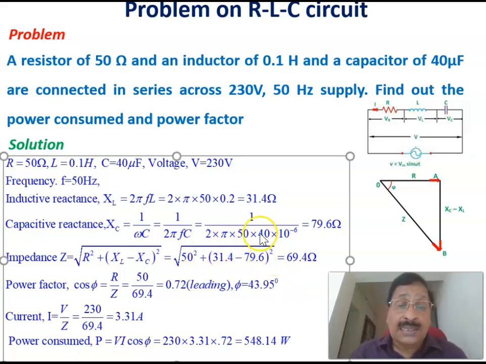In this problem, we can see that XC is more than XL. Therefore, here, previously I told it is a lagging power factor, but it's not lagging, it's a leading power factor. It is 0.72 leading, because you can see that the capacitive reactance is more than the inductive reactance. From the impedance triangle, it is leading only. The power factor angle is 43.95 degrees and cos phi equals 0.72 leading. It's not lagging.